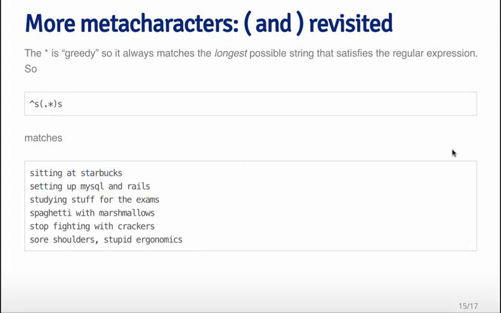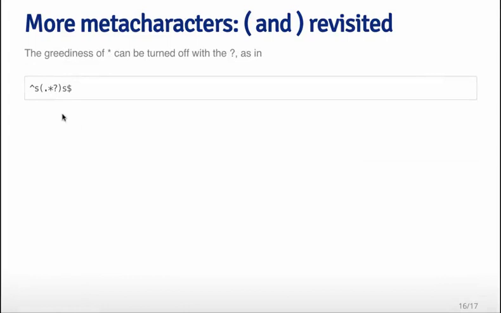And that's true for all of these phrases because they all start with an S and end with an S. If we want to make it less greedy, then what we can do is use this question mark to change the greediness of the star. So now we start with the S, now we follow up with some smaller number of characters. It's not going to try to find the maximum length of the string, followed by something with an S at the end of the string.